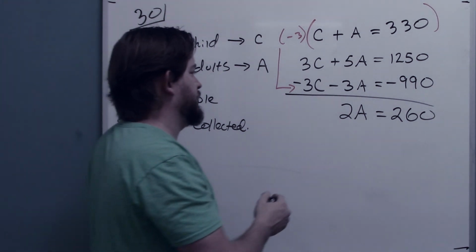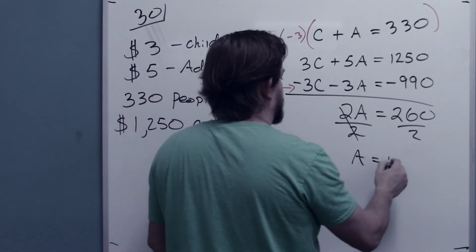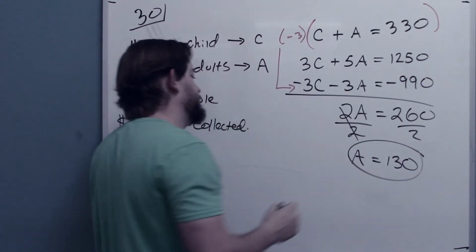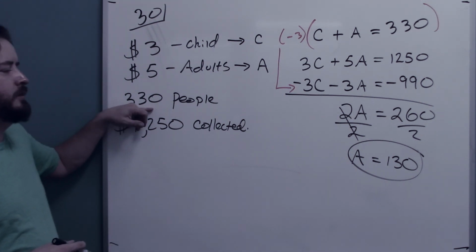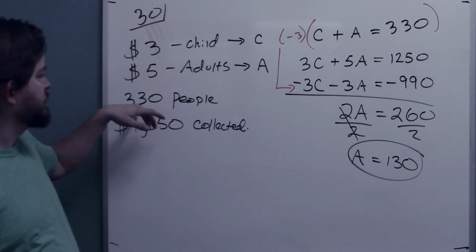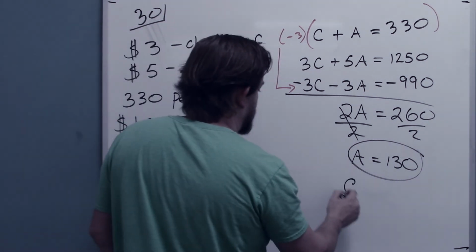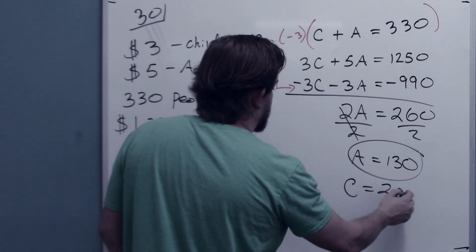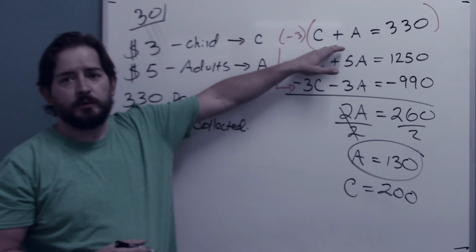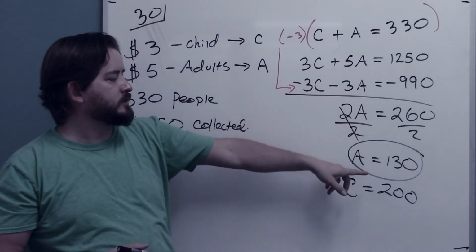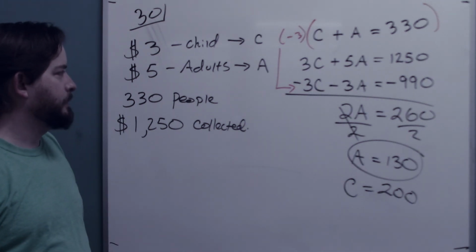And if I divide each side by 2, A is 130. So 130 of the 330 people were adults, therefore you can just take this and subtract that, that gives you 200 children, right? Or I could plug it back up into this equation, but that's essentially what I would end up doing anyway, is subtracting it. And so I'm taking 330 minus the 130, and I get 200.